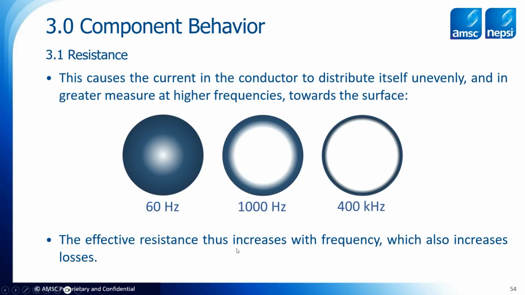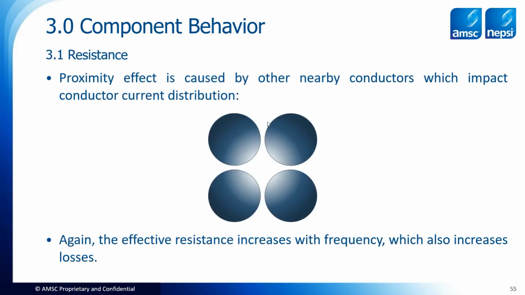The effective resistance thus increases because we have the same current flowing over a smaller cross-sectional area of the conductor, and that causes a net increase in both resistance and I squared R losses. Proximity effect, on the other hand, is caused by other nearby conductors, which impact this current distribution that we were talking about previously. Again, the same effect happens, and that is resistance increases with frequency, which also increases losses, and that's because the current tends to push outwards away from the center and to have where the proximity of the conductors closer to each other is causing this to happen.